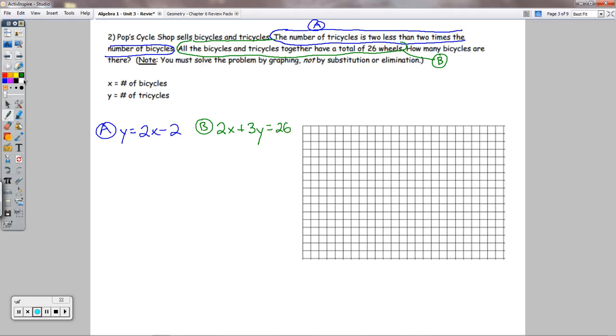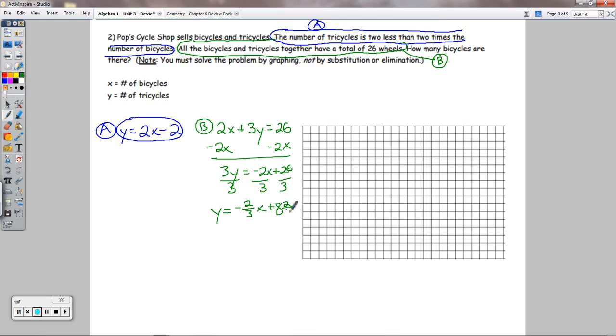This one's already in slope-intercept form, so no need to do anything else. But this one we would want to solve for y. So subtract 2x, and that leaves you with this. Divide by 3, and you have y equals negative 2/3 x plus 26/3, and 26/3 would be the same as 8 2/3. So I could write it like that instead.